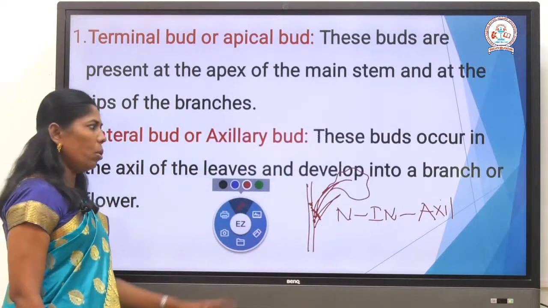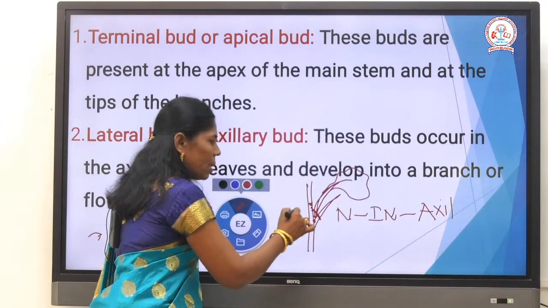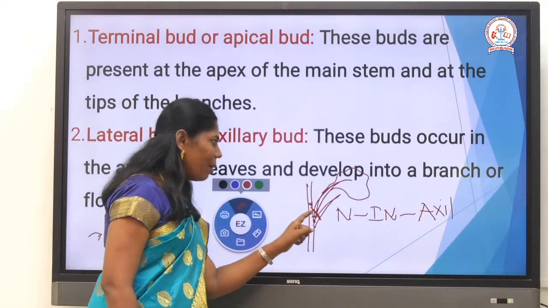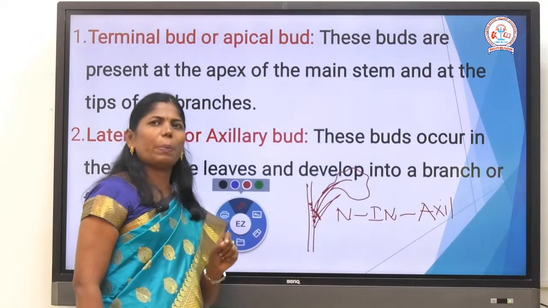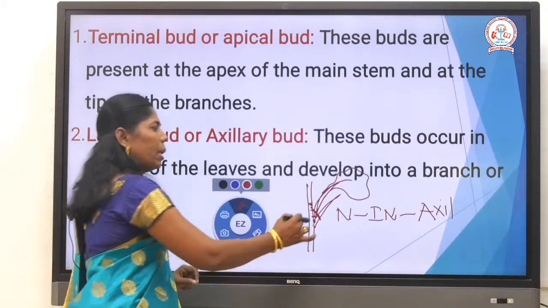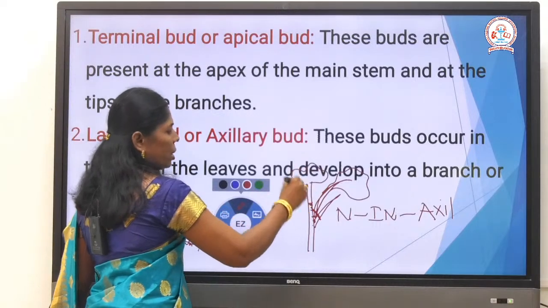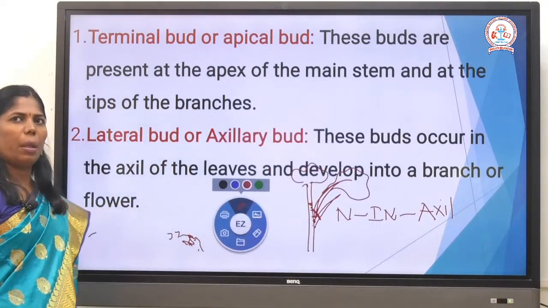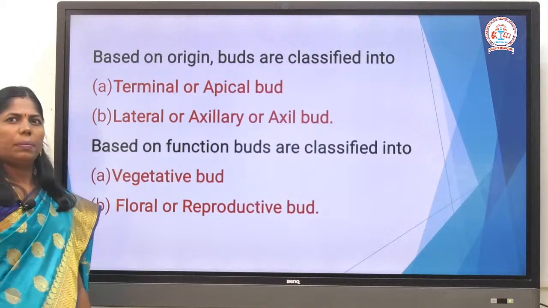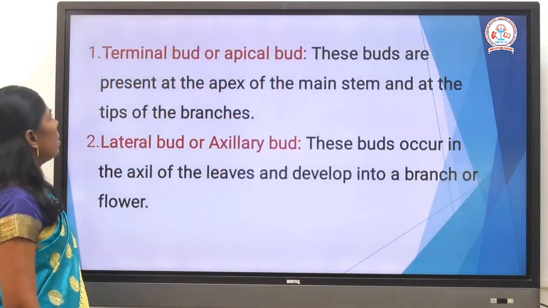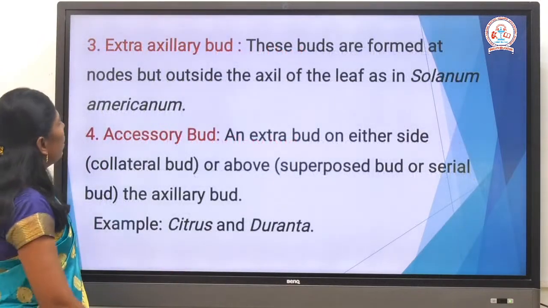Axillary bud is between the node and the internode. So where is the internode? The region between two nodes is considered an internode. So the bud arises here or there, at any place between the two nodes. Wherever it starts between the two nodes, that is called the axillary region. This bud is in the axillary region. If it is present at the tip, that is your terminal region. It is an apical bud. So terminal bud and apical bud are present in the apical and axillary regions.